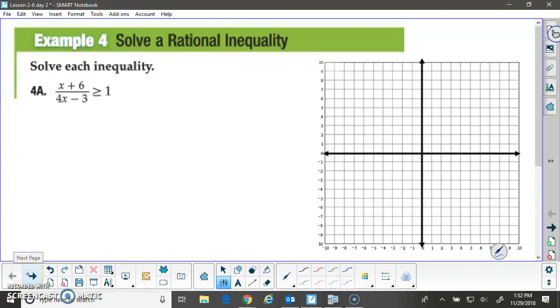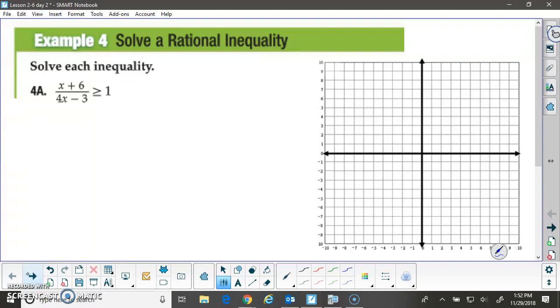Part 2 of Lesson 6 of Chapter 2 is on solving nonlinear inequalities. Today we're going to talk about solving rational inequalities. Yesterday we spent some time solving nonlinear inequalities. Specifically, we solved quadratic inequalities and also cubic inequalities. Well, today we're going to work on rational inequalities.